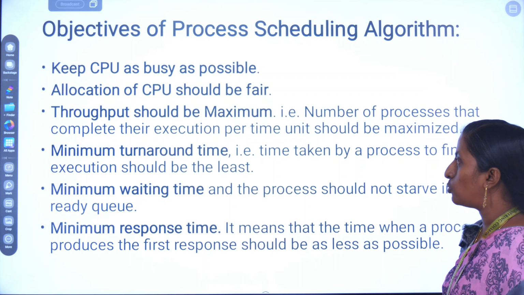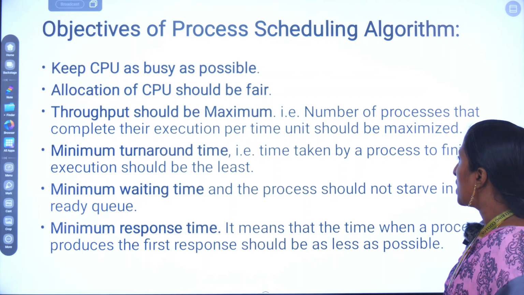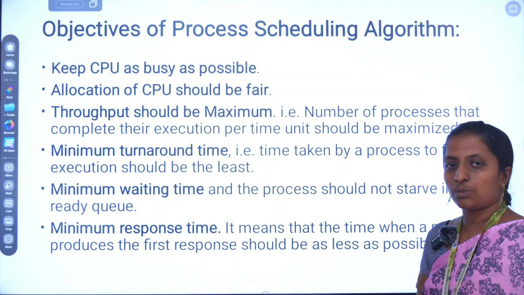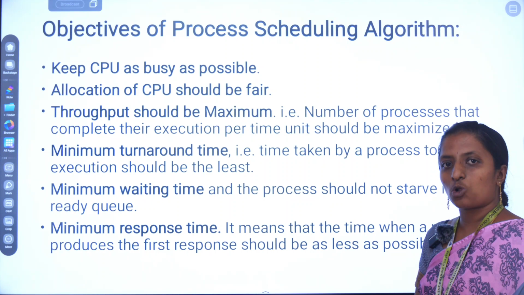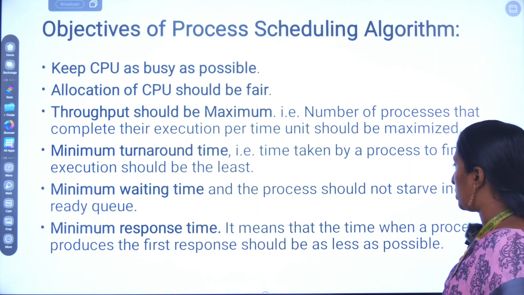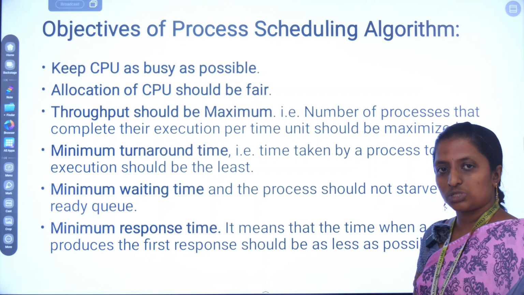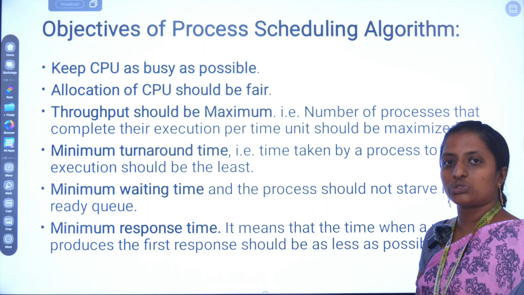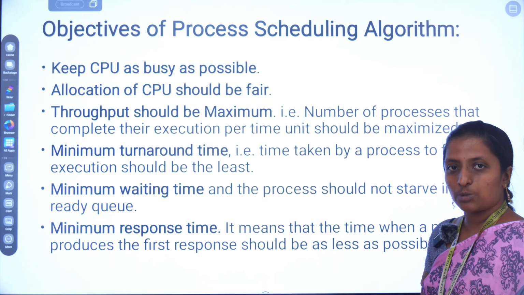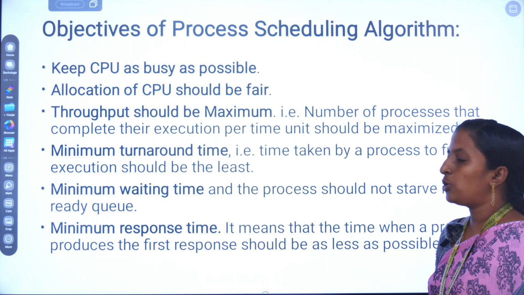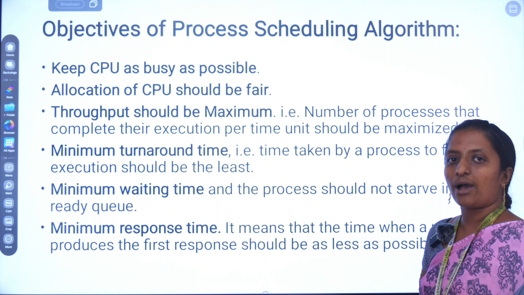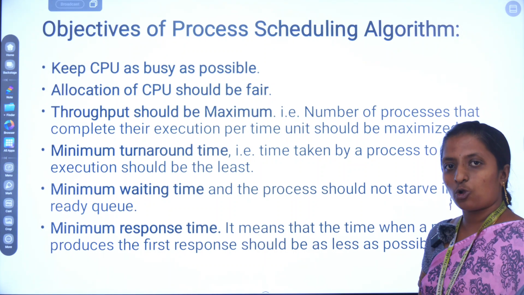The third one is that throughput should be maximum. What is throughput? The number of processes that complete their execution per time unit should be maximum. So in unit time, more processes must be completed. That is the definition of throughput. Then minimum turnaround time. Turnaround time is nothing but execution time, how long the process is going to use the CPU. Always the turnaround time must be minimum. Keep this in mind, because while doing your problems, you should have a clear idea of turnaround time, waiting time, response time, all these terms.